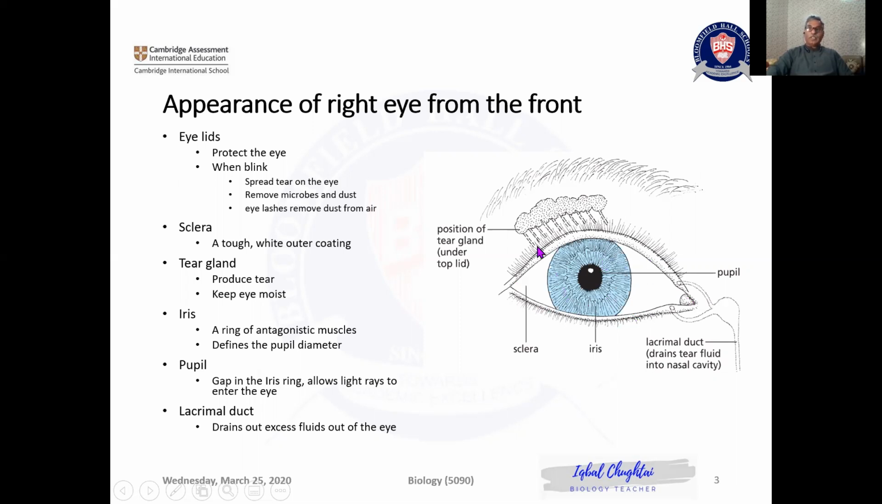Another thing is that it spreads the tear that is produced by the tear gland. It spreads that tear evenly over the eye surface in order to keep the eye moist and to prevent it from drying out.